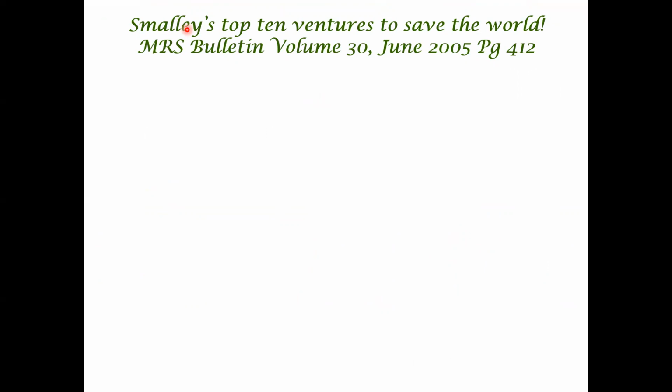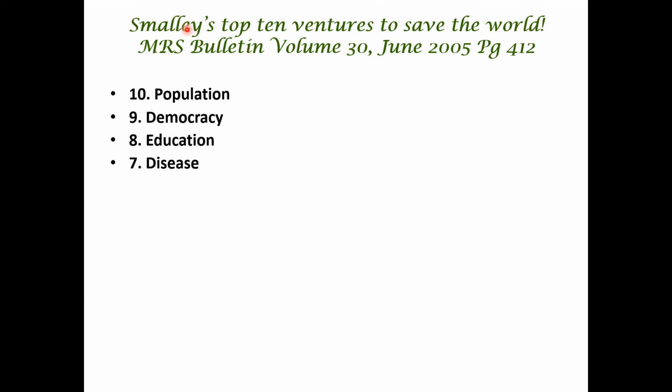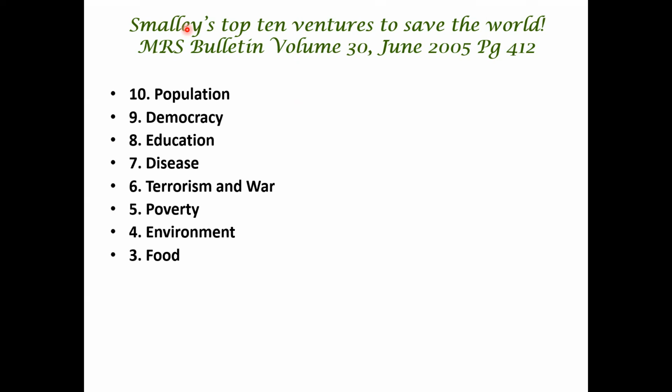So he wrote an important article in 2005 on the top 10 problems that are required to be solved to save the world. Okay, so being from India, we always thought population is a big problem. That's what we were told as kids. And then we talked about democracy, education, disease. This disease is very relevant now when we are in the midst of a COVID crisis. And then there is terrorism, war, poverty, environment, food shortages, water. All these are important. Population is amongst the 10, population least important, and then you progress.